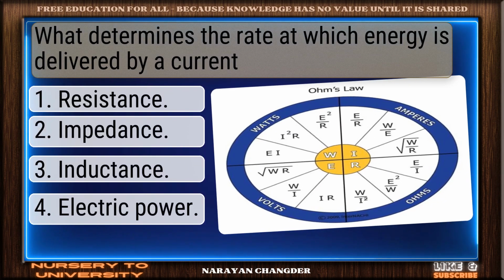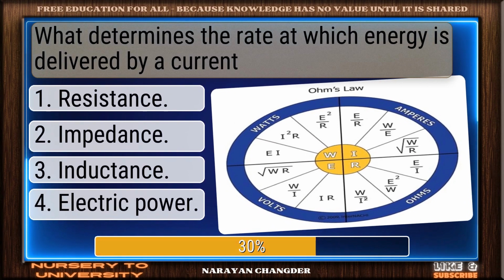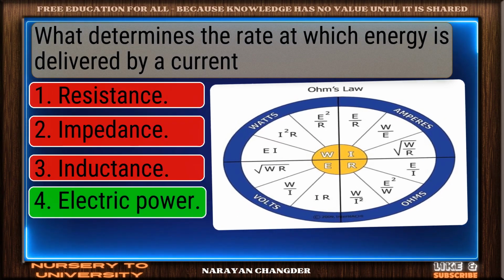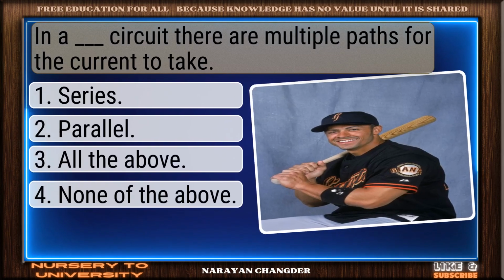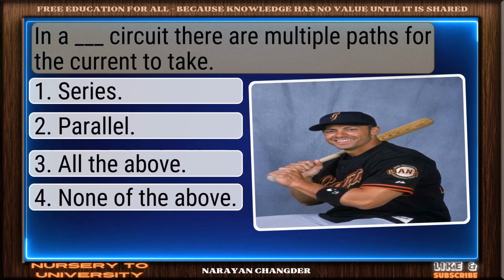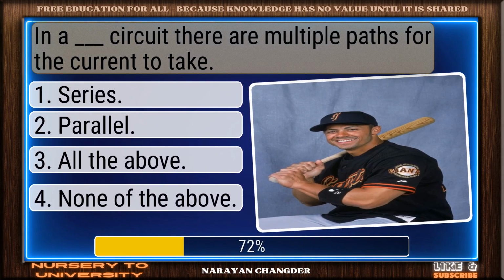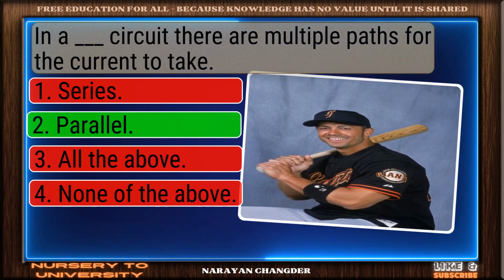What determines the rate at which energy is delivered by a current? Great thinking. Electric power is right. In a dash circuit, there are multiple paths for the current to take. Excellent. Parallel is well reasoned.